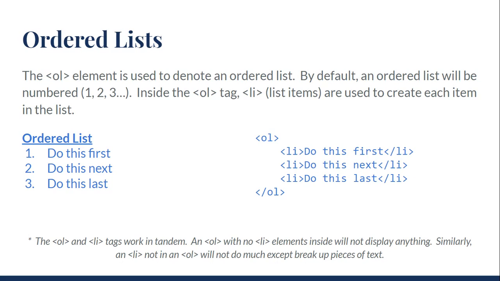Now, an LI is a block level element, so it does act like a div. It's got an automatic line break. It's the full width of the page. So if I use an LI without an OL, it kind of ends up being like a div. But when I use it inside of an OL, then it orders for me. By default, an ordered list will be numbered 1, 2, and 3.